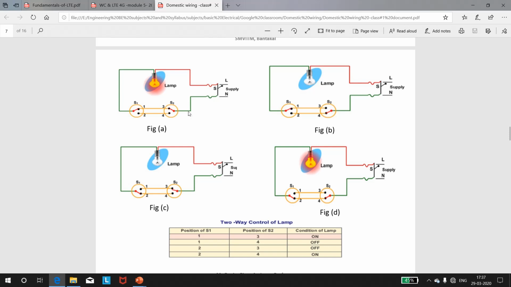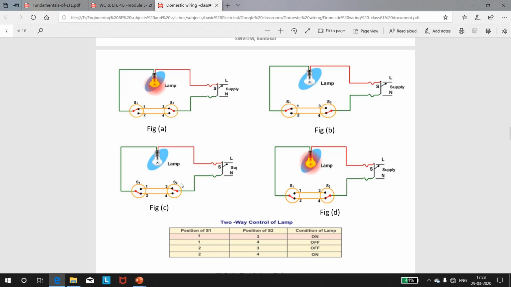What happens then? Will the circuit be complete? So you can clearly see the circuit becomes complete and the condition of the lamp will be on. Second case, let me consider that the switch S1 is at position 1 and switch S2 is at position 4. The circuit becomes incomplete and the lamp will be off.